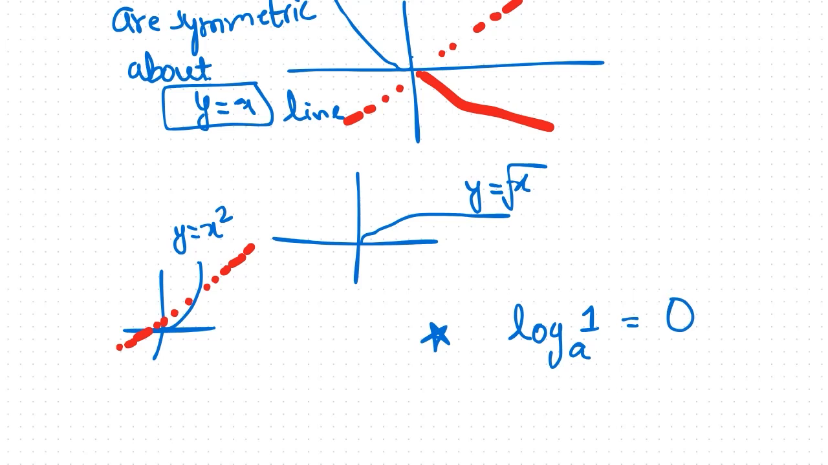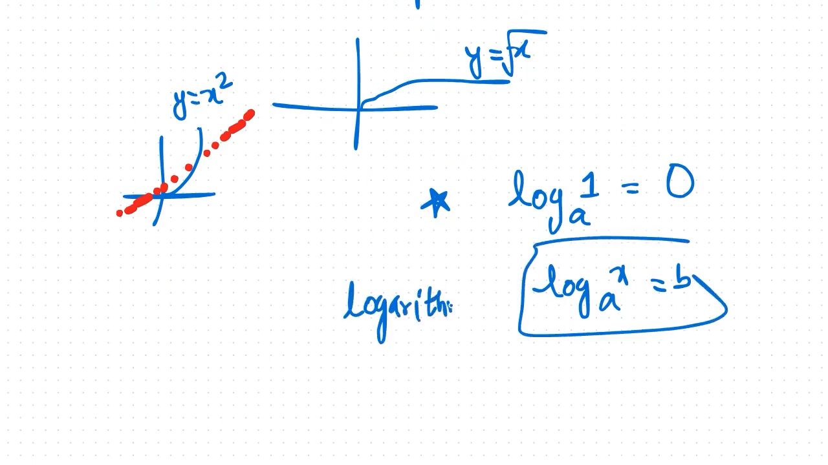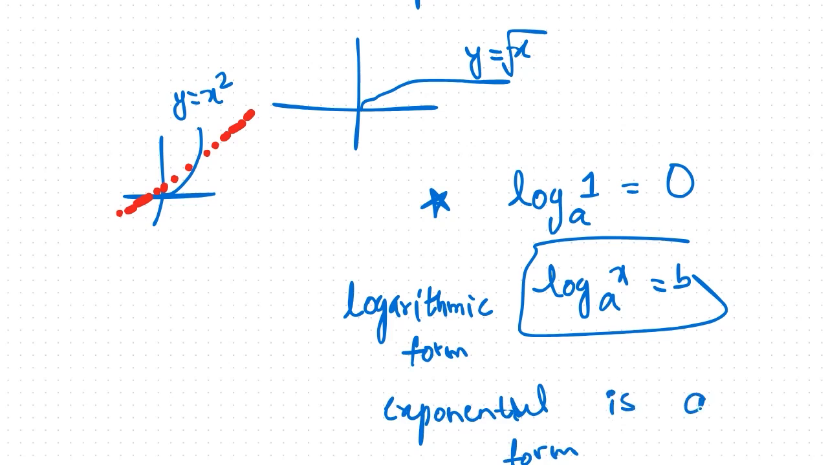So if I write log x base a is equal to b, how can you convert this into exponent form? This is logarithm form. A to the power b equals x. So it's exponential. The corresponding exponential form is a to the power b equals x.